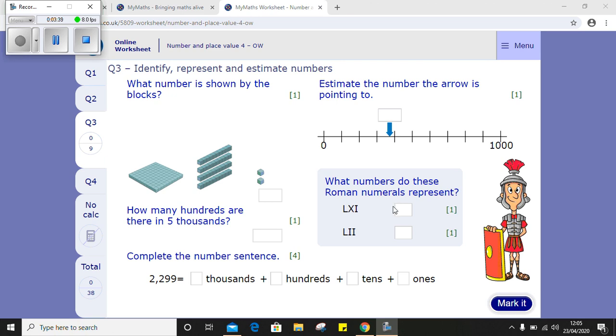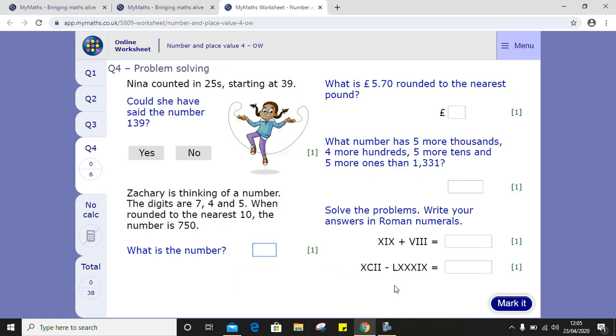Roman numerals, lots of us are really good at this. If you're unsure about your Roman numerals, go back and have a look at Mrs. Randall's video that she did, where she's explaining the Roman numerals to you.